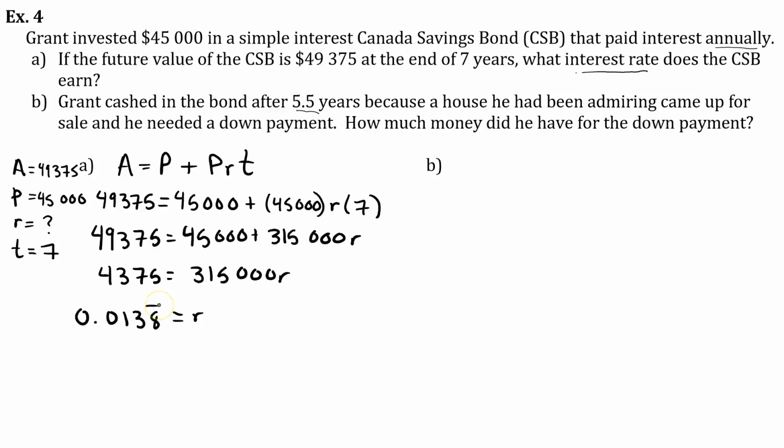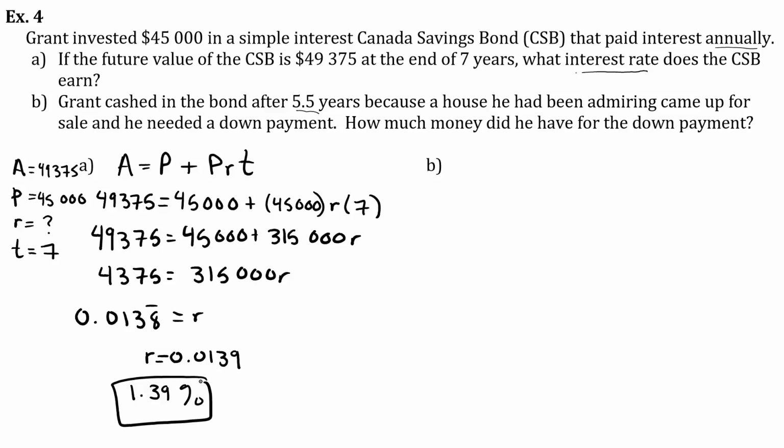0.0138, repeating. So it goes 0.0138888888888 forever. So this means we can round this. If we want to round it, we would say R equals 0.0139, because the 8 beside it rounds it up to 9. Or we can say it as a percent. So it's 1.39%. That is what our interest rate is going to be.